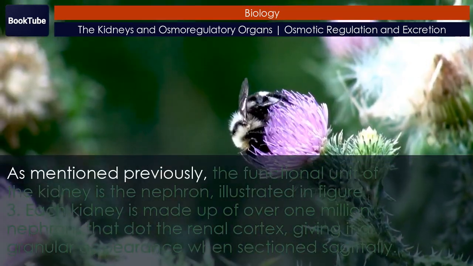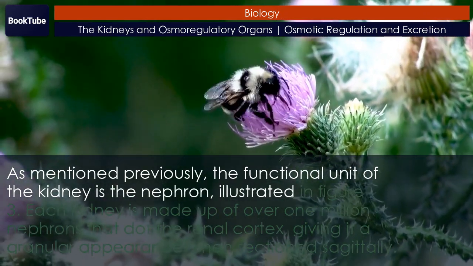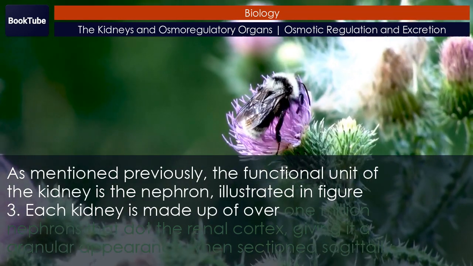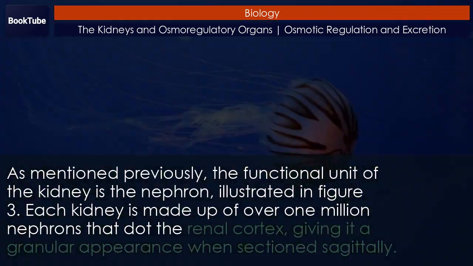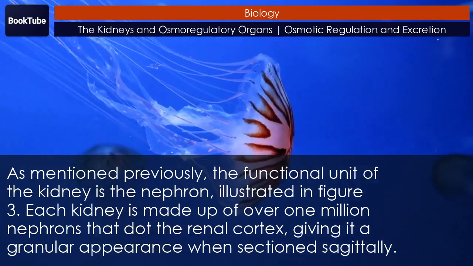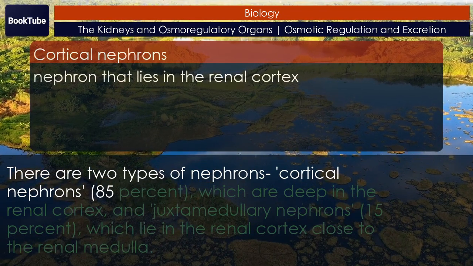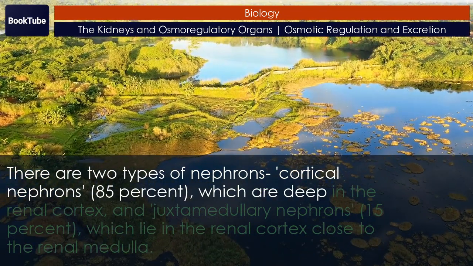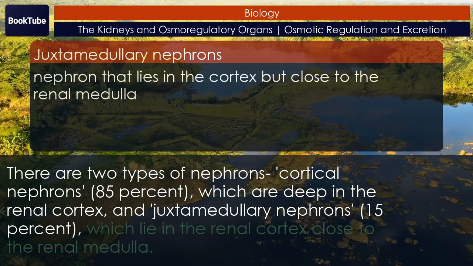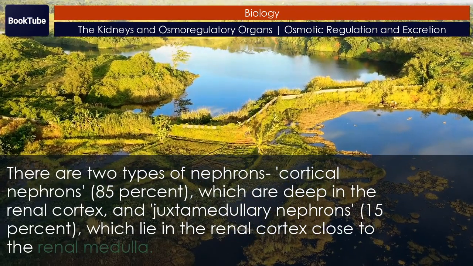As mentioned previously, the functional unit of the kidney is the nephron. Illustrated in Figure 3, each kidney is made up of over 1 million nephrons that dot the renal cortex, giving it a granular appearance when sectioned sagittally. There are 2 types of nephrons: cortical nephrons, 85%, which are deep in the renal cortex, and juxtamedullary nephrons, 15%, which lie in the renal cortex close to the renal medulla.